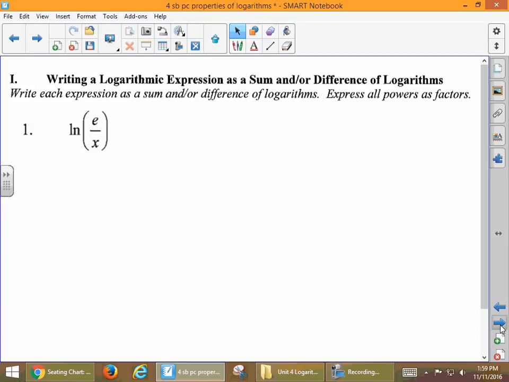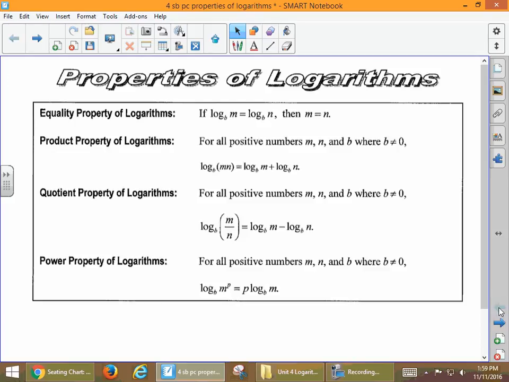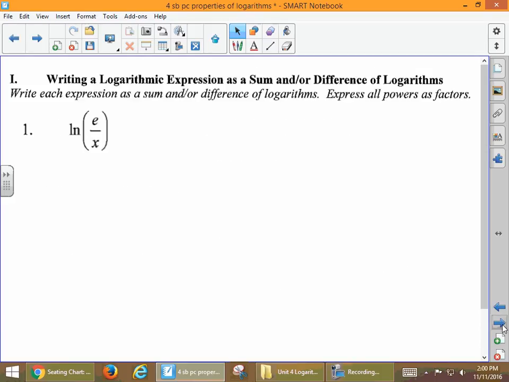There's a division in this problem. So if we go back in here, which of our properties has division in it? The quotient. And so we can rewrite this problem as the natural log of e minus the natural log of x.